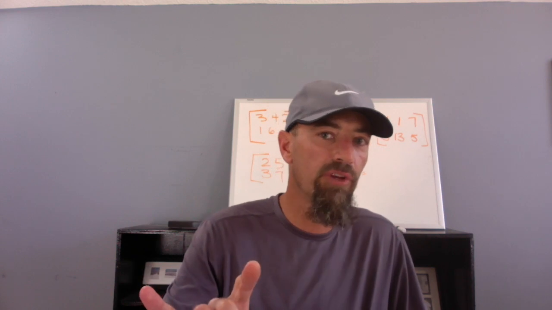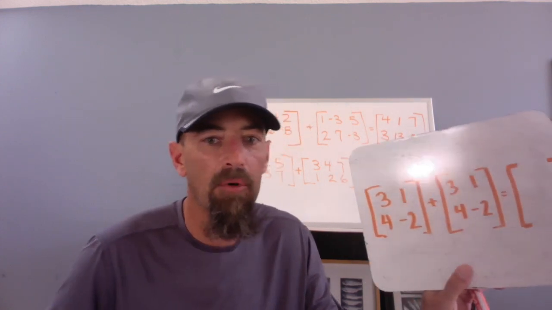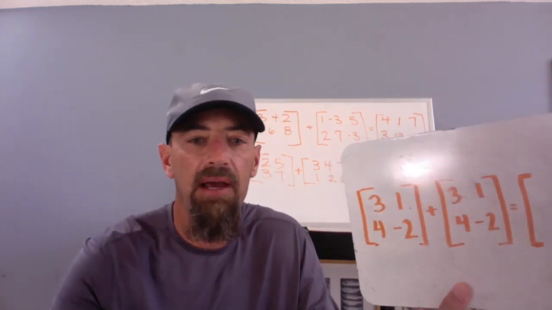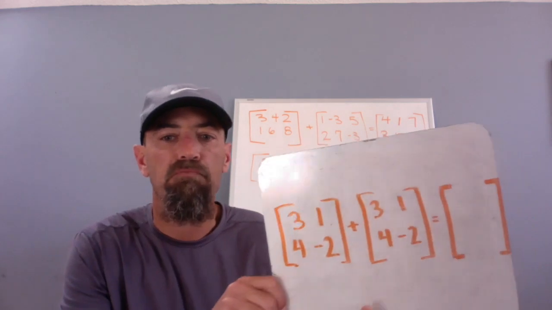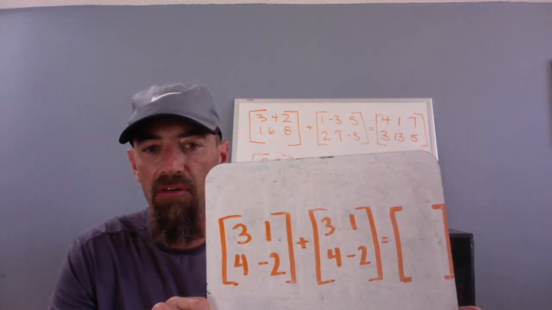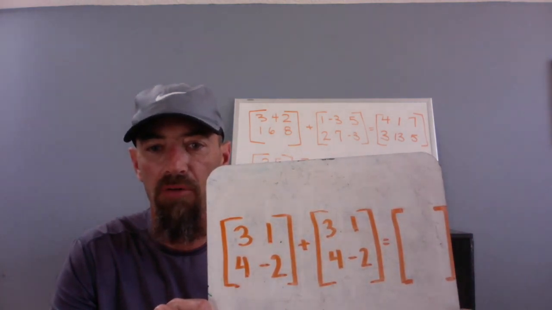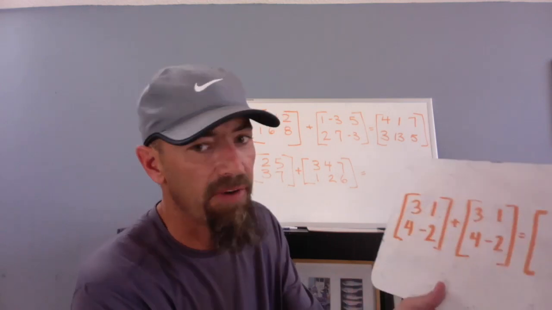Right, guys, today we're going to do matrix multiplication. There's going to be two different parts of it. Let's stop and think about what we did for adding. I've got an example here where we're adding a couple of matrices. In this example, I'm adding the same matrix to itself: 3, 1, 4, negative 2 plus 3, 1, 4, negative 2.